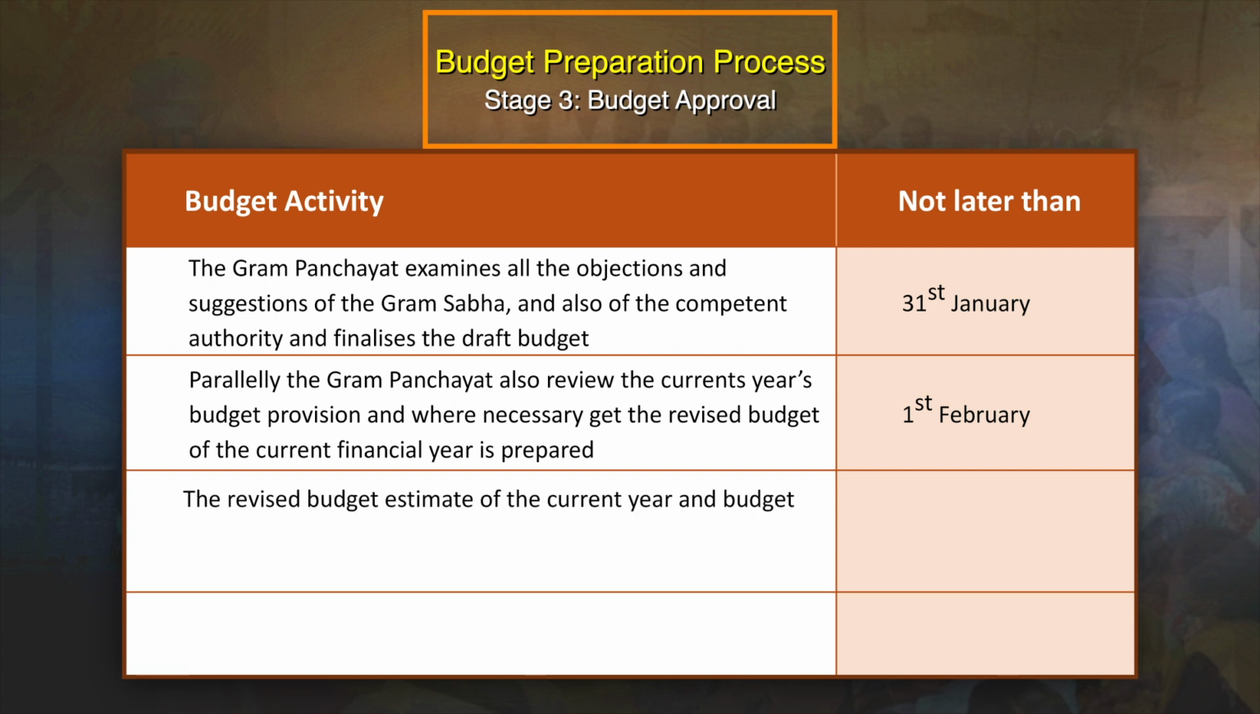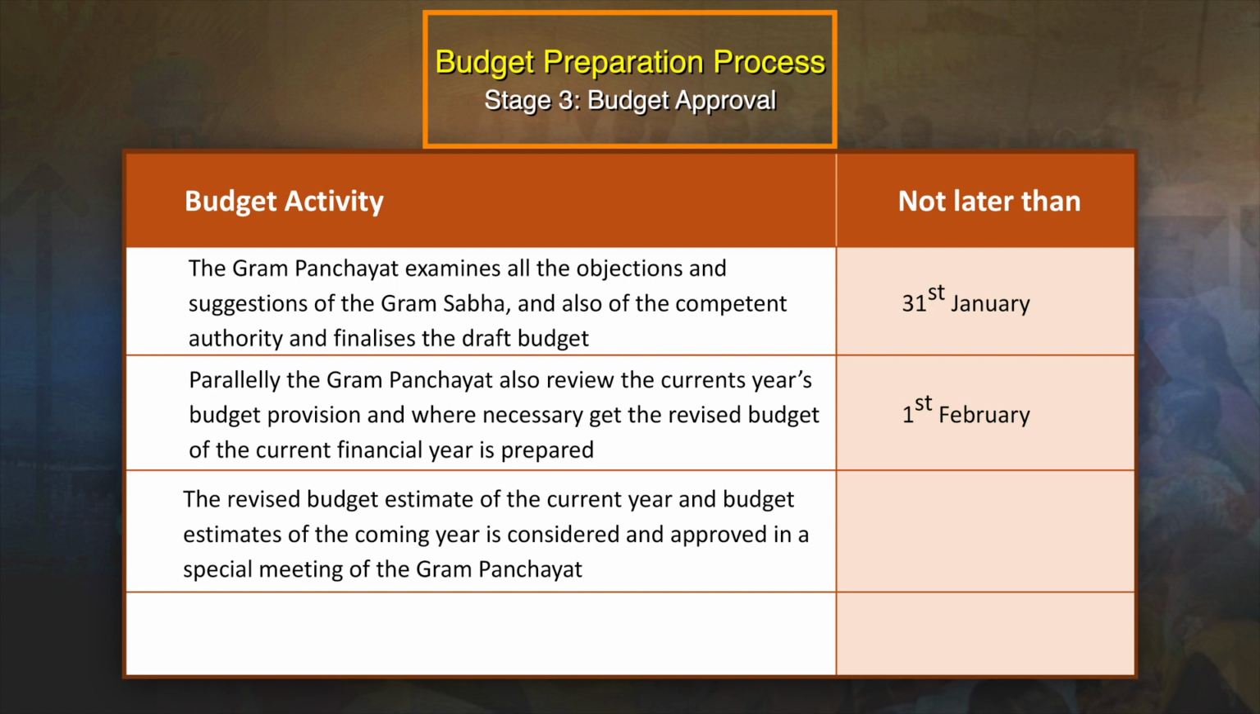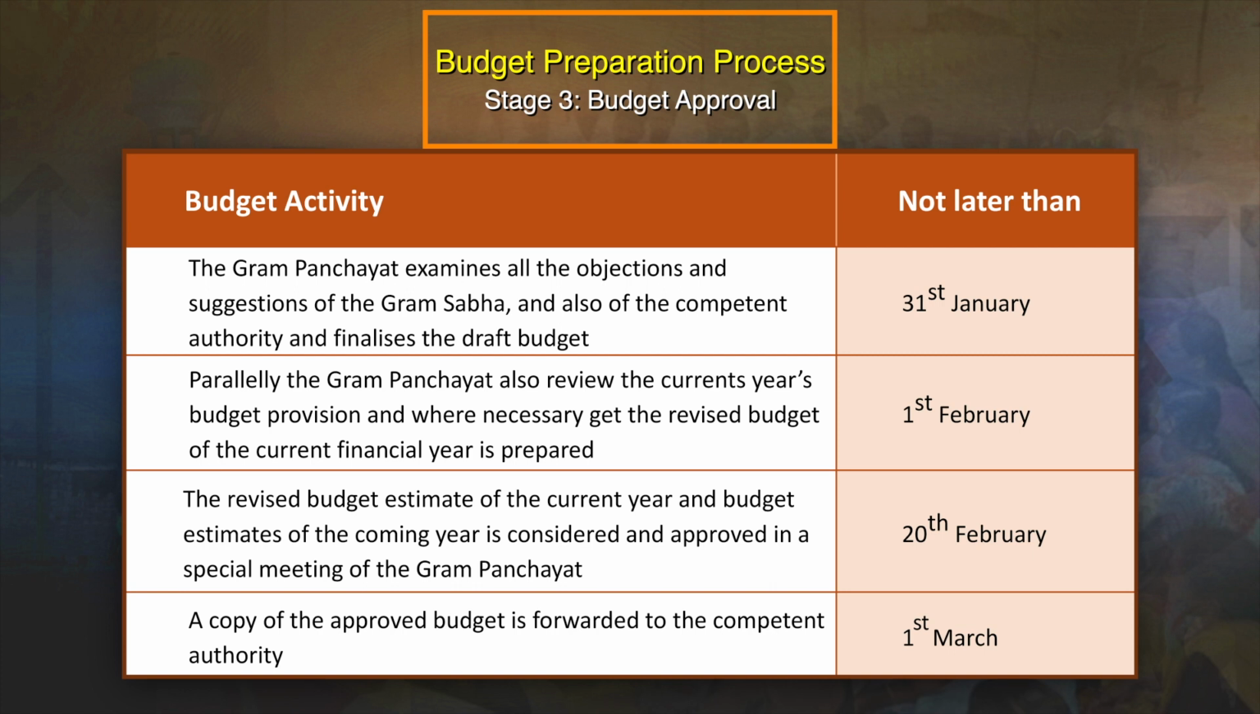The revised budget estimate of the current year and budget estimates of the coming year is considered and approved in a special meeting of the Gram Panchayat not later than 20th February. A copy of the approved budget is forwarded to the competent authority on or before 1st March.